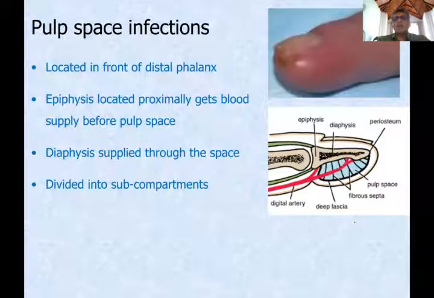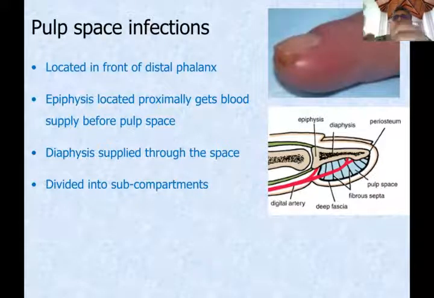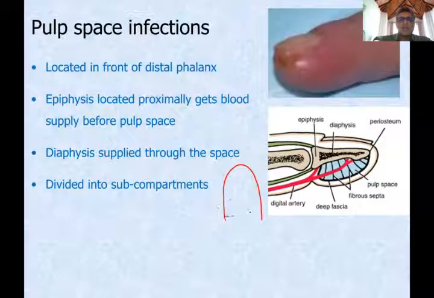Then there's another infection, pulp space infection. Now, the pulp is the area of the finger in front of the distal phalanx. So this is the pulp of the finger. Now, when the pulp space gets infected, the issue with the pulp space is that it's something like this. If I draw the finger, this is the finger, anterior side, and this is the distal phalanx, and this is the pulp.